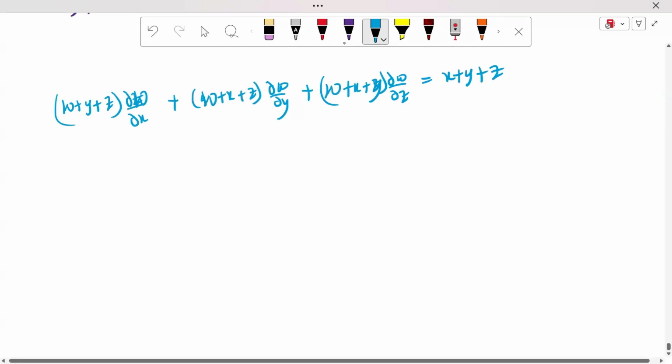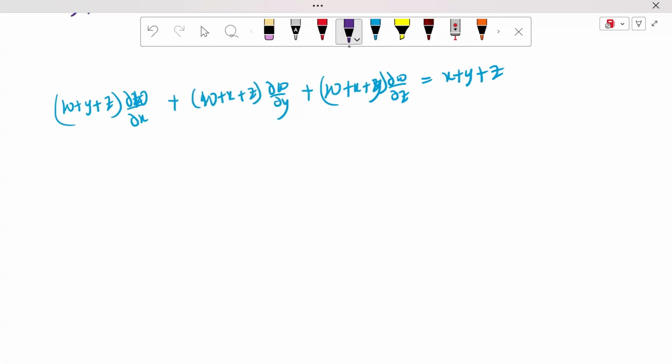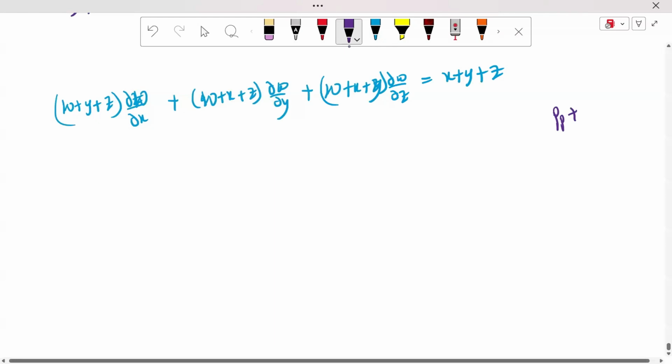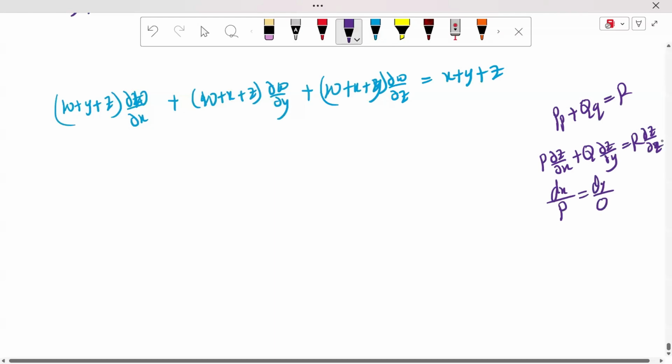We know the form, sir: P p plus Q q is equal to R. P into dou Z by dou X plus Q into dou Z by dou Y is equal to R into dou Z by dou Z, and dou Z by dou Z has value 1. So it is nothing but dx by capital P, dy by capital Q, dz by capital R.